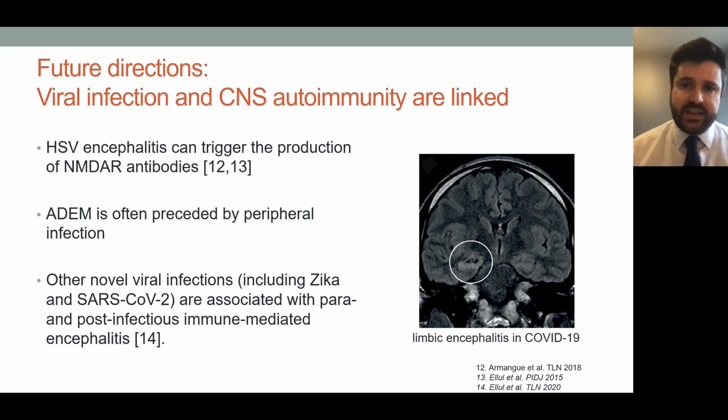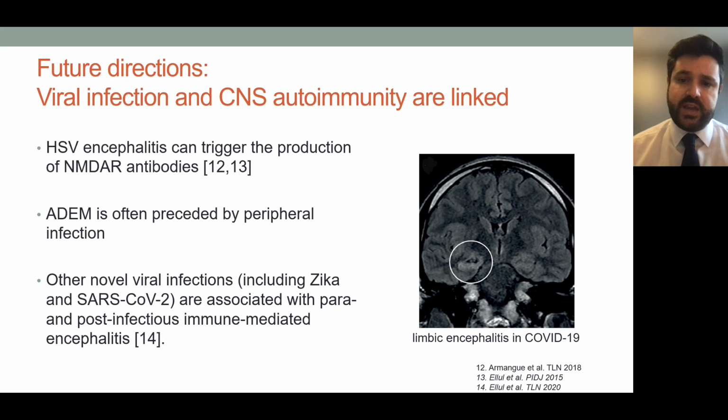And it's increasingly clear that viral infection and CNS autoimmunity are actually intimately linked. So we now know that HSV encephalitis can trigger the production of NMDA receptor antibodies, and this seems to happen in about a third of patients, some of whom will develop a secondary autoimmune encephalitis, which is highly responsive to immune therapy. We also know that ADEM is often preceded by a peripheral infection, an infectious prodrome.